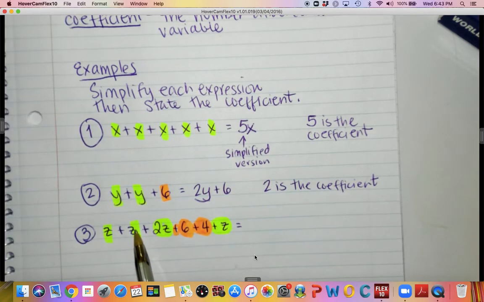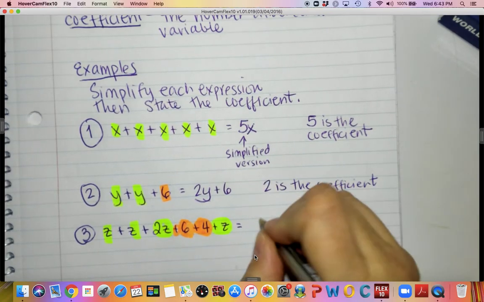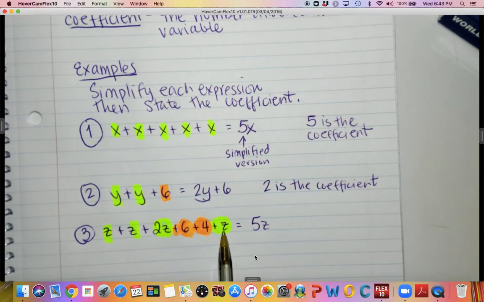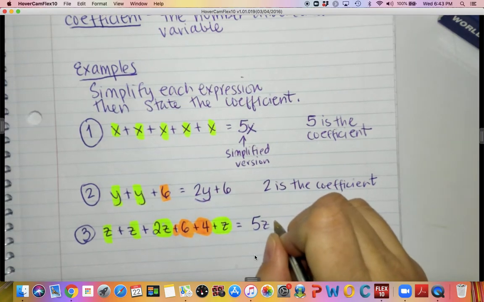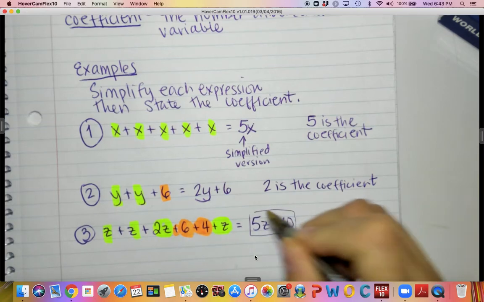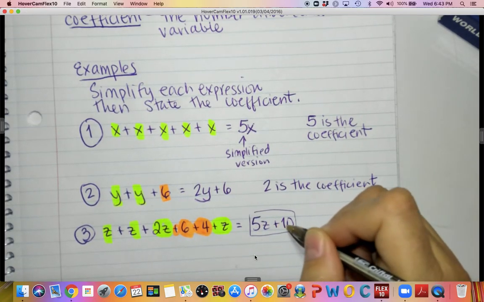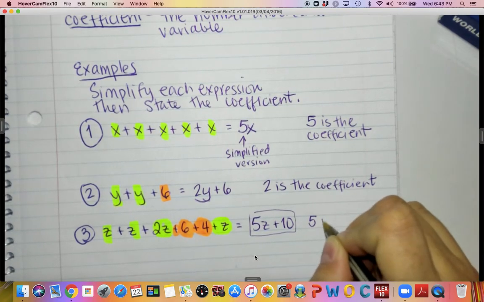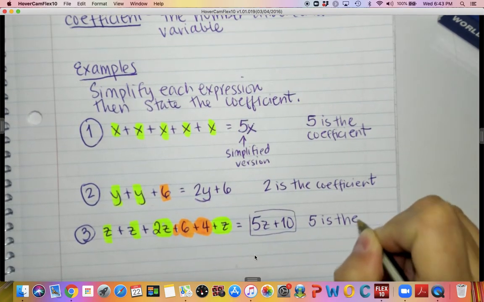All right, so first thing I'm going to do is count my z's. 1, 2, 3, 4, 5. One more time. 1, 2, 3, 4, 5. And then I have a plus 6 and a plus 4. When added together gives me a 10. So this is my simplified version. 5z plus 10. My coefficient is 5.